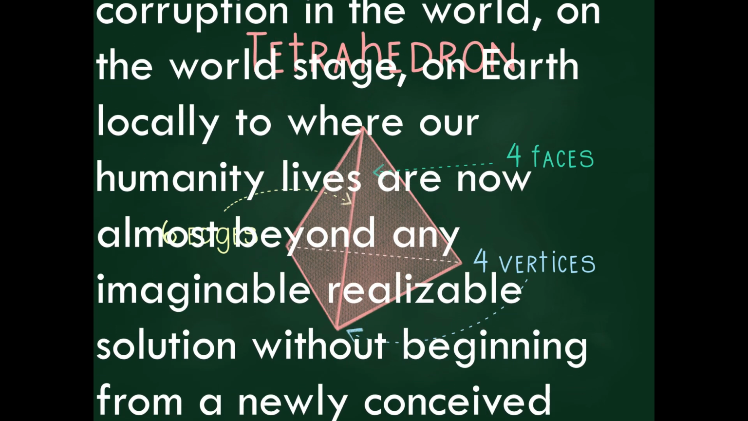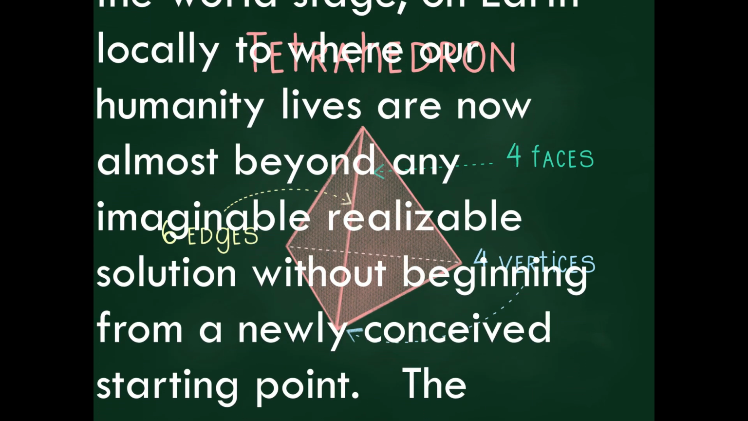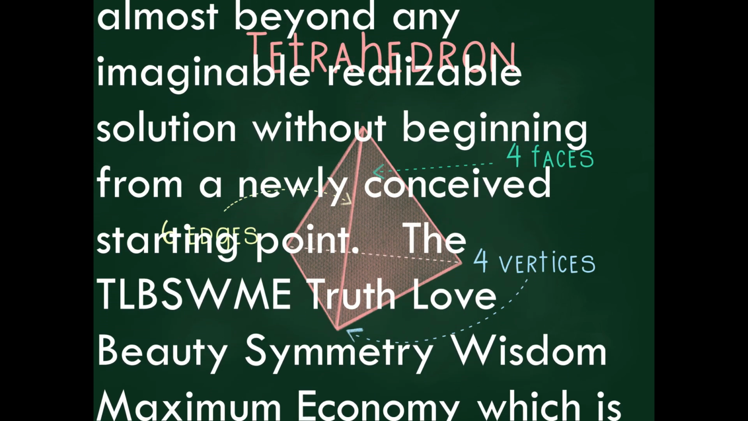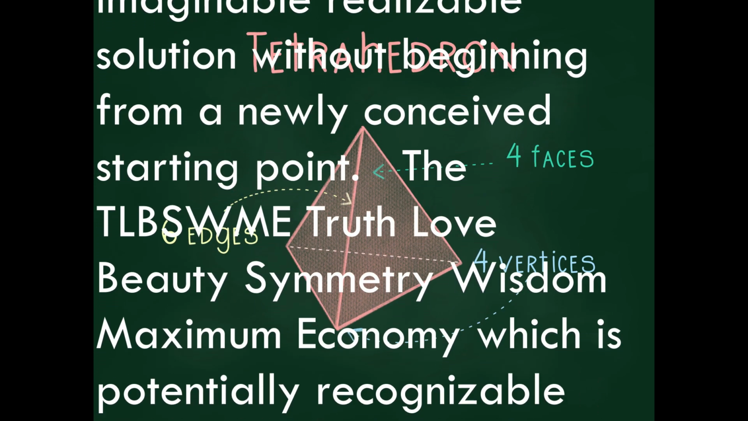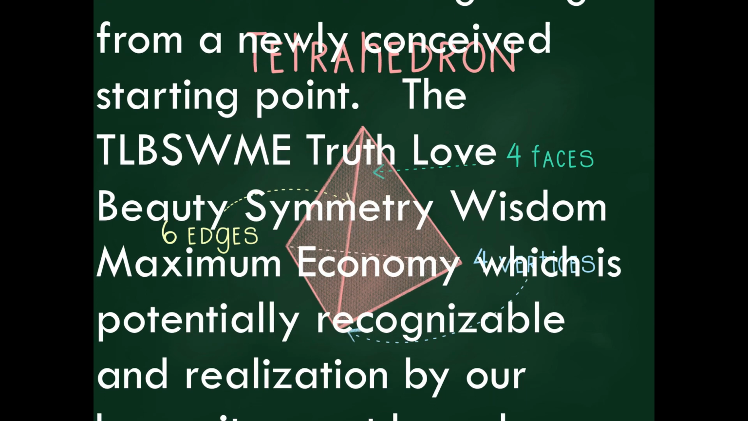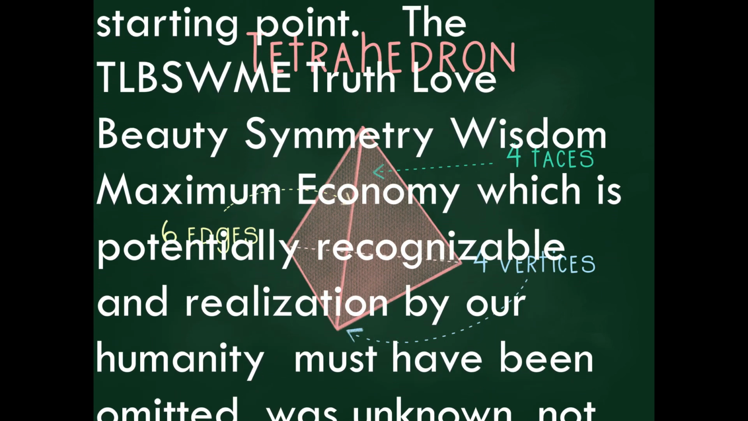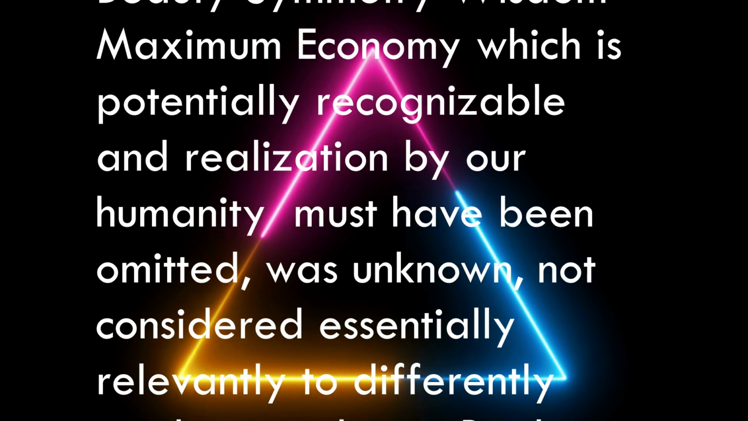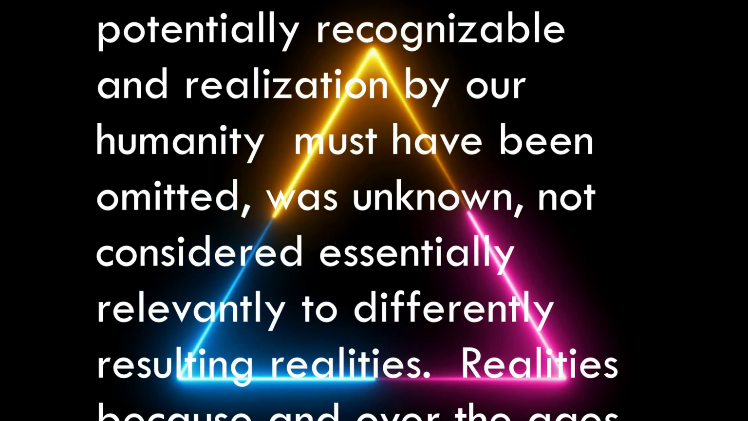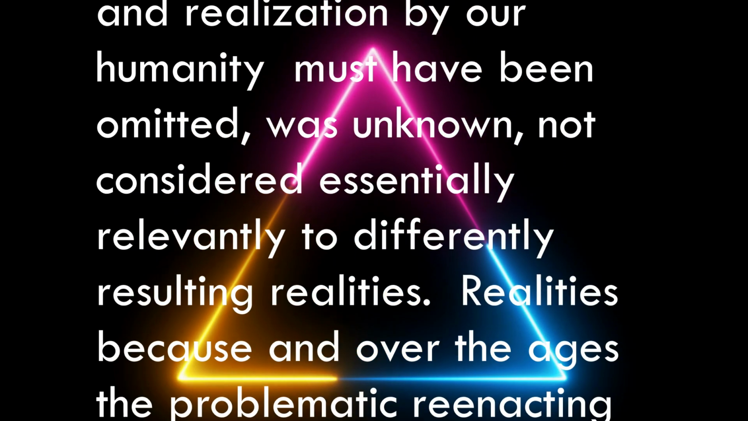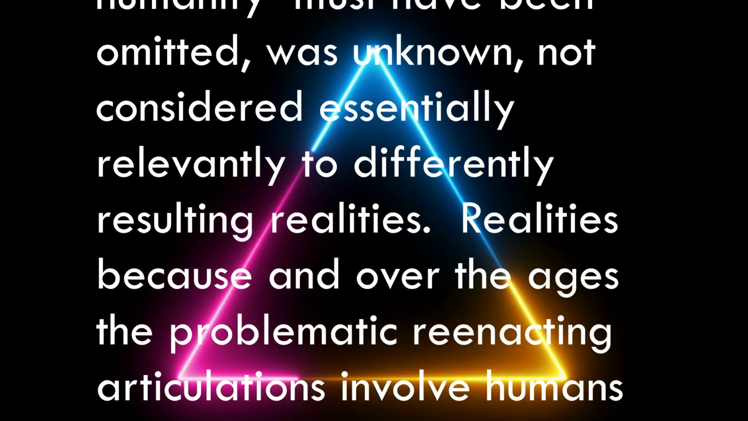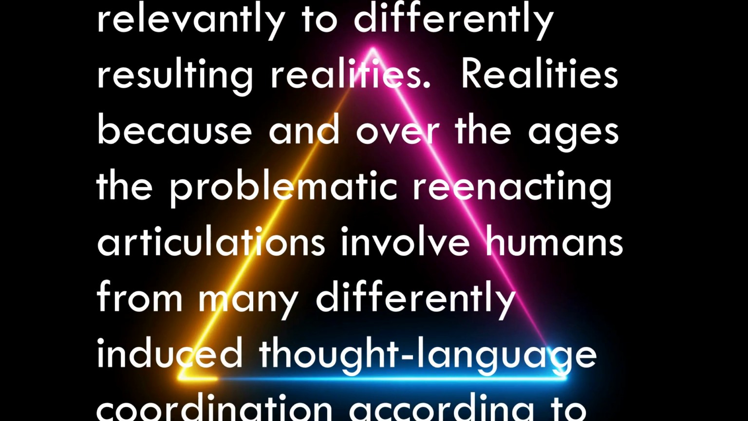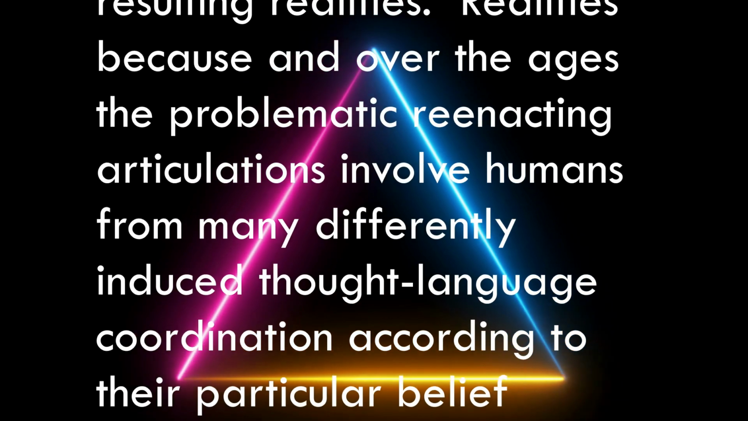Considering the enormity of corruption in the world, on the world stage, on Earth, locally to where our humanity lives, are now almost beyond any imaginable realizable solution without beginning from a newly conceived starting point. The TLBS, WME, truth, love, beauty, symmetry, wisdom, maximum economy, which is potentially recognizable and realizable by our humanity, must have been omitted, was unknown, not considered essentially relevantly to differently resulting realities.